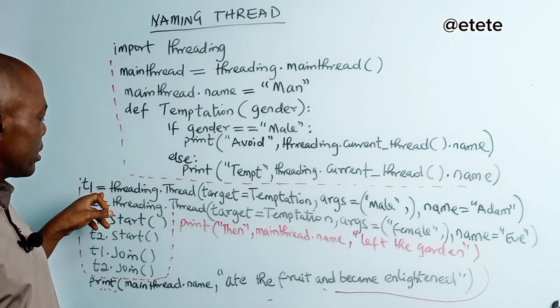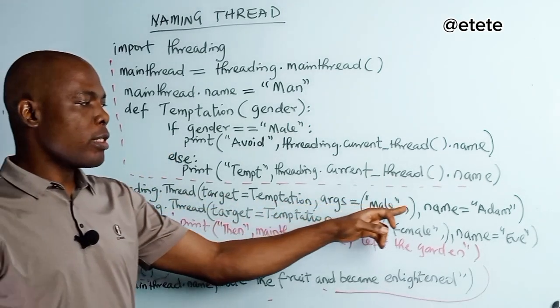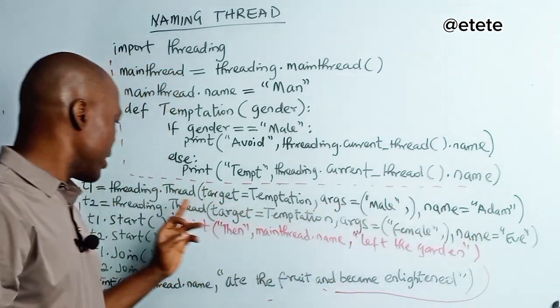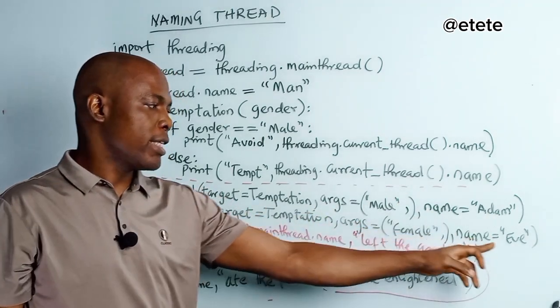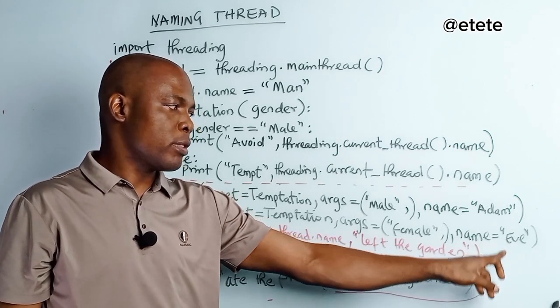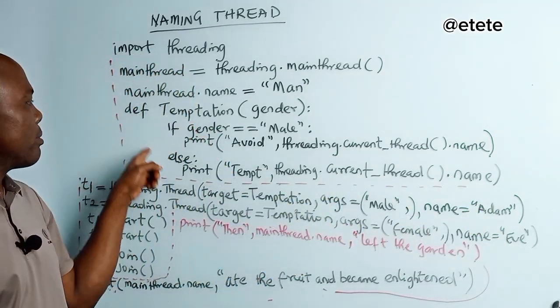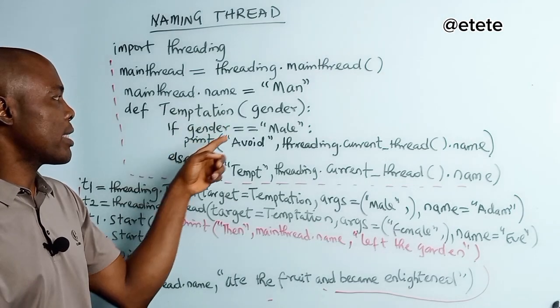Once you get to this place, this one will create the thread. And the thread is what? Adam. Then this one will create the thread. And the thread is what? Eve. These are the two threads. Now these two threads will carry out this particular activity, which is this task.